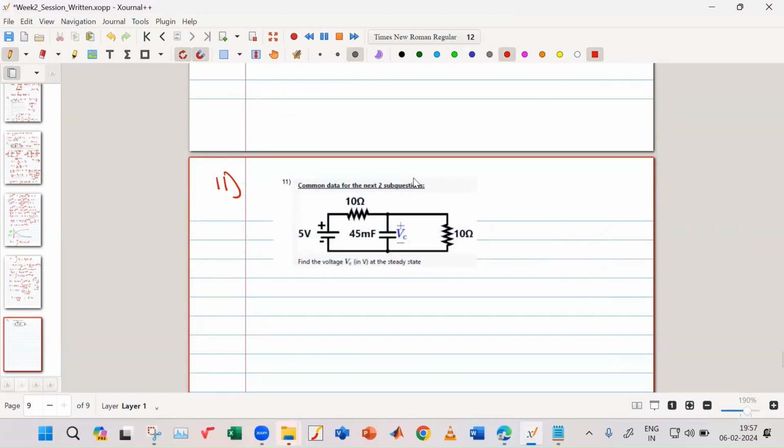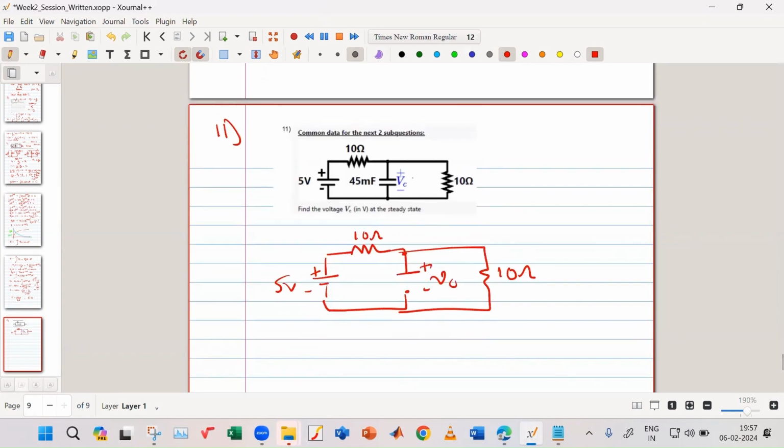So this is the thing. In steady state, how is the circuit? So this will be plus minus 5 volt, 10 ohm. Your capacitor acts like an open circuit, right? It acts like an open circuit. Plus minus VC, and this is 10 ohm.